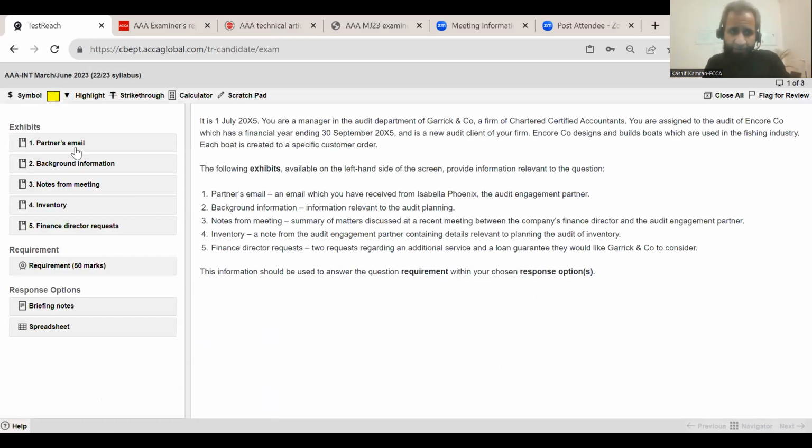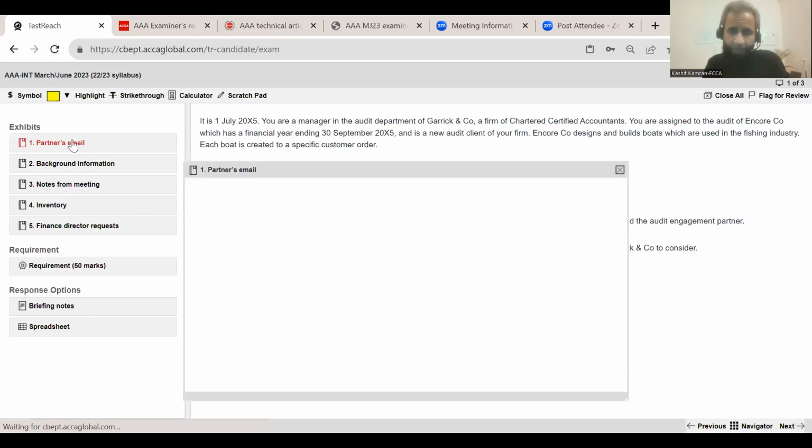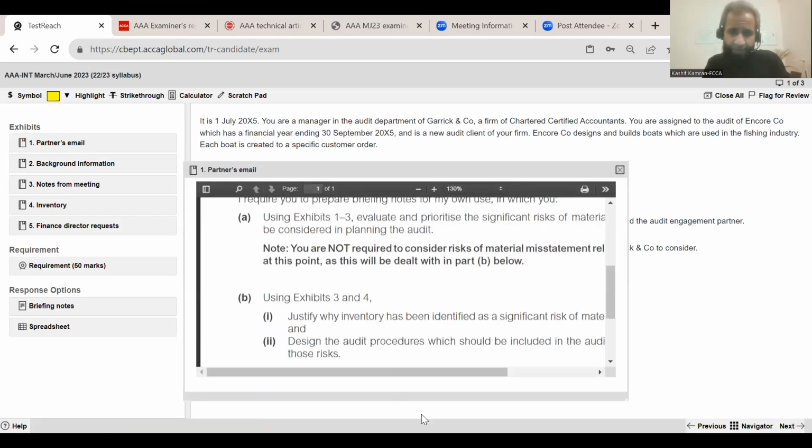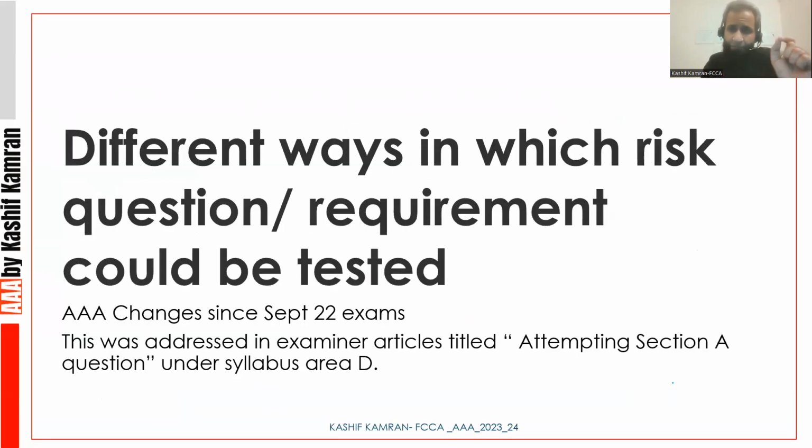And we came across a requirement in the partner email where we need to focus the last part of the lecture. This is a change, and the change is the different ways in which a risk question or requirement could be tested. One of the ways is to prioritize and evaluate the significant audit risk or ROM. That is quite a typical way the question is set, and that is the way you will also see in the December 23 exams and onwards. But there could be a second part of the question, like a B part or a C part, where something more is asked for, a particular significant risk.